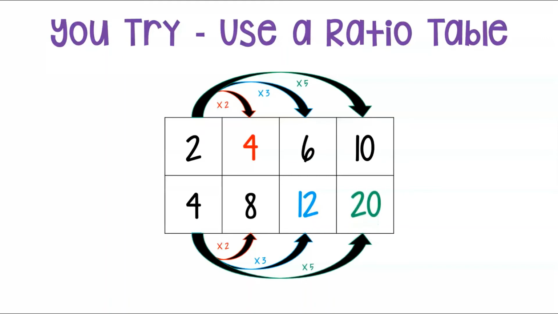If you were to simplify each of those ratios, you would find that they all simplify to 1/2. 2 is half of 4, 4 is half of 8, 6 is half of 12, and 10 is half of 20. They have the exact same relationship to each other.